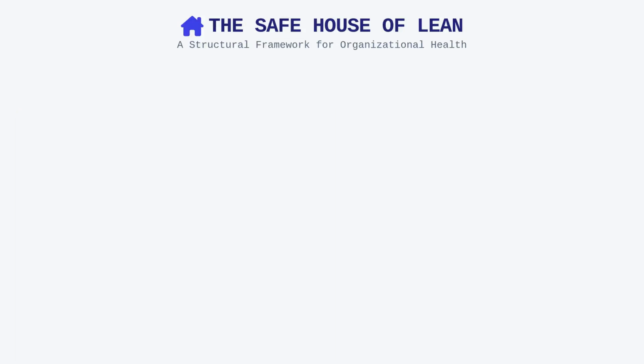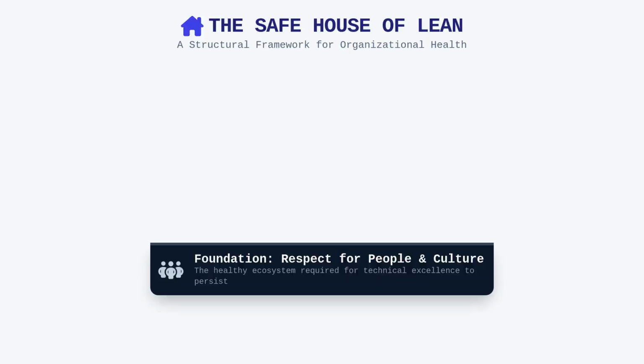The SAFe House of Lean provides a structural representation of these concepts, with value representing the ultimate goal of the system. We place respect for people and culture as the foundation, because without a healthy ecosystem, technical excellence cannot persist.